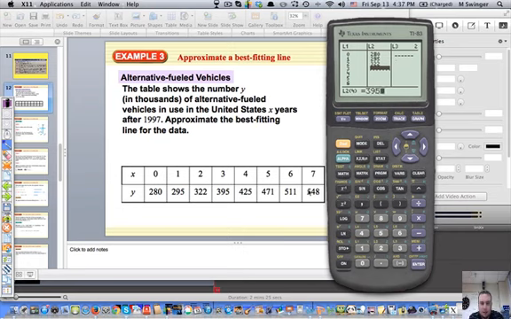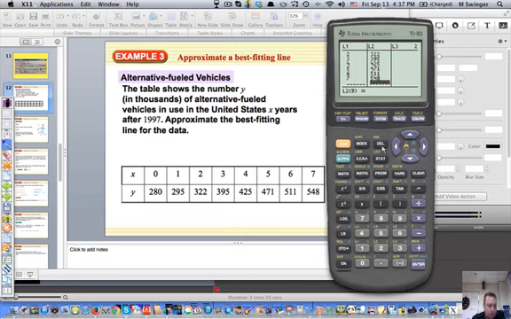395. And 425. 471, 511, and 548. Okay, now we have our list complete. They end up at the same place, 7, 548.